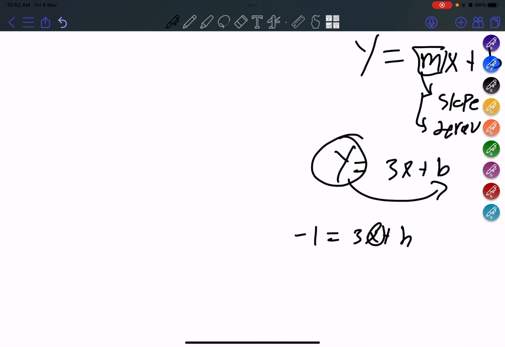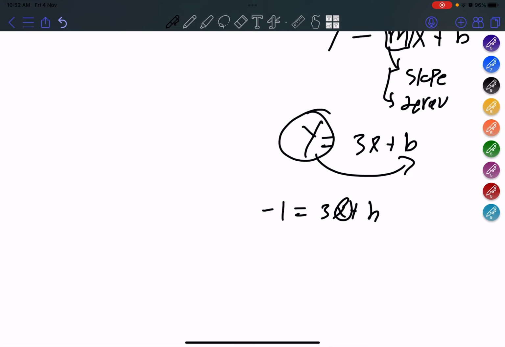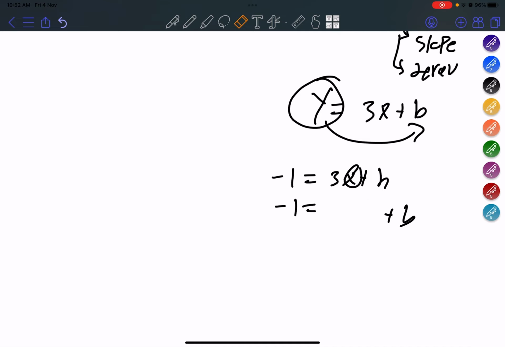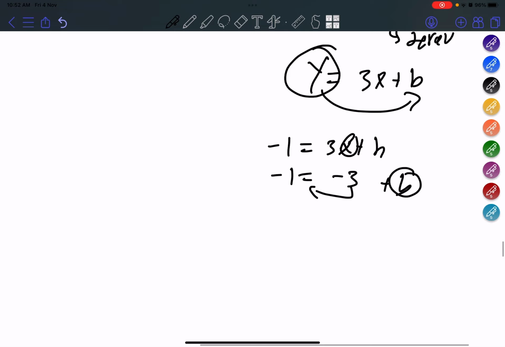Now, what is x? They already told us that x is negative 1. So let's write here negative 1 equals 3 times negative 1 plus b. So it becomes negative 3. And now in order to find b, we will put the negative 3 to the other side. So it becomes negative 1 plus 3 equals b. So b is equal to 2.